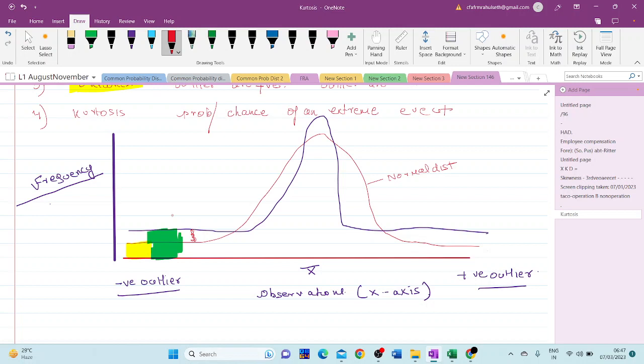Remember, the mean is at the center of a distribution, outliers are in the tails, positive outliers in the right tail, negative outliers in the left tail. Okay.